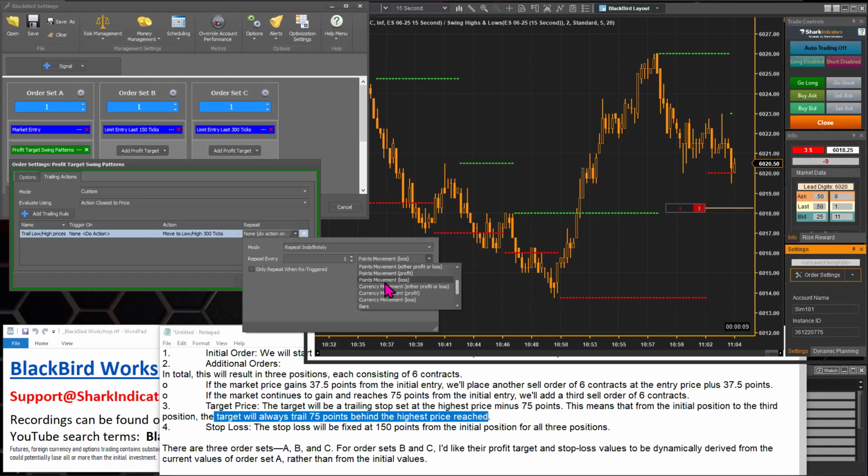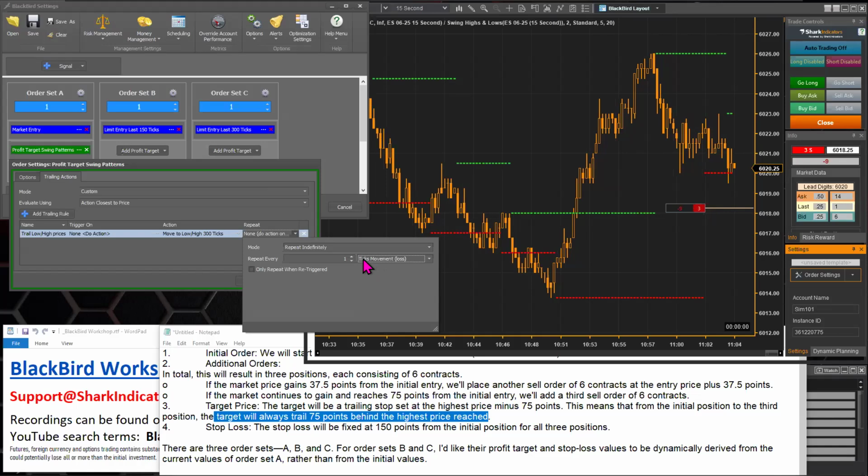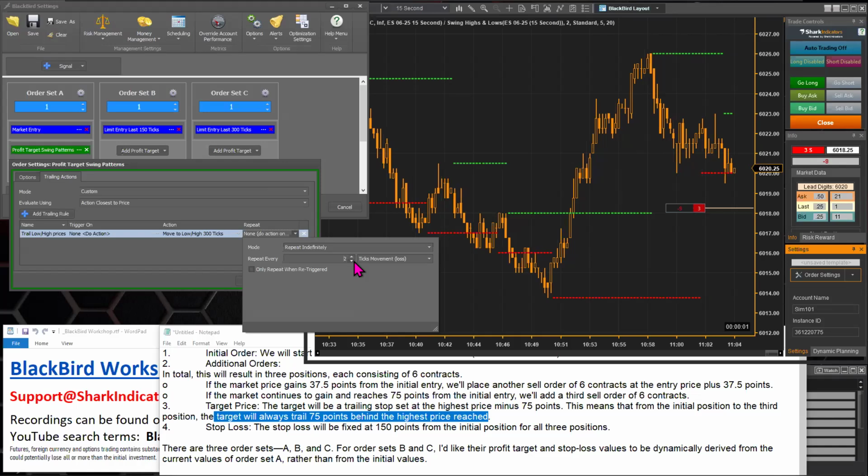Or if you want your profit target to move like a trailing stop loss, where it's tick by tick, there we go. Then we can say, for every tick the market moves in a loss direction, move our profit target, or maybe every 2 ticks. So there's a lot of flexibility here to set the resolution of how often our profit targets move.